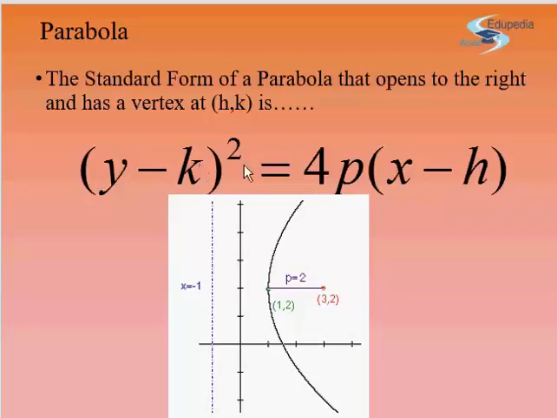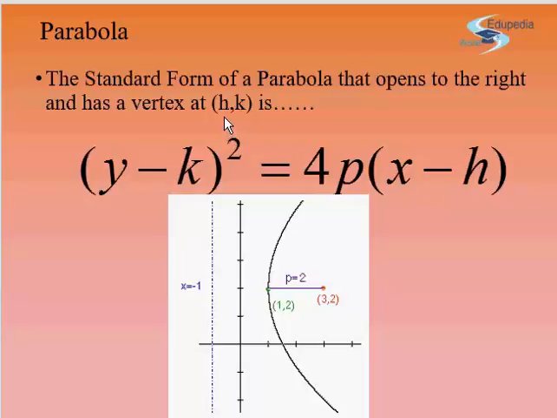Now this is the new equation over here. What have we done over here? The only thing that we have done is that first we had y squared is equal to 4px. Now we have (y minus k) whole squared, because this is a new y offset. This is the new y offset, and that is why we're going to have k over here.